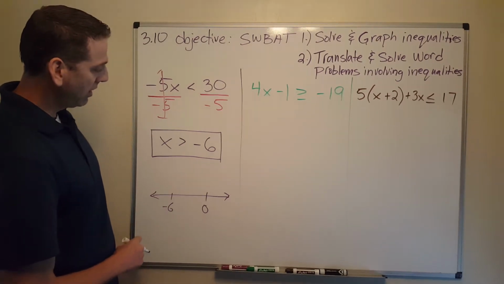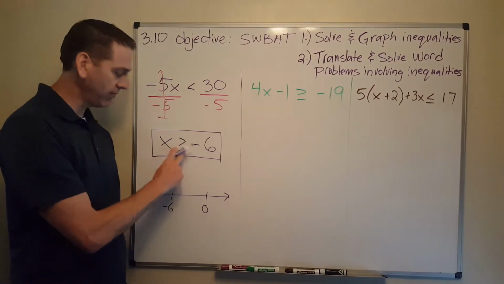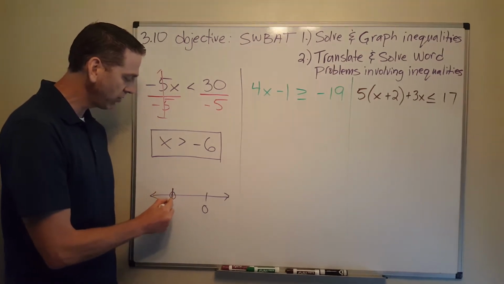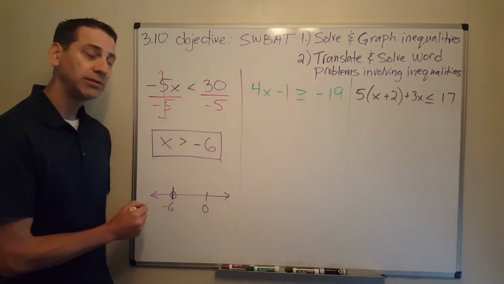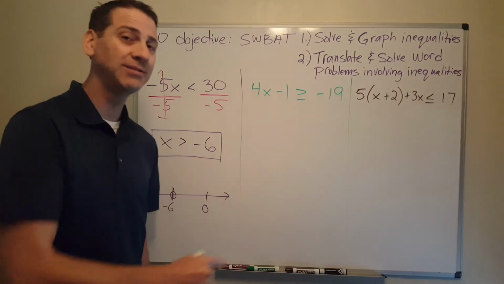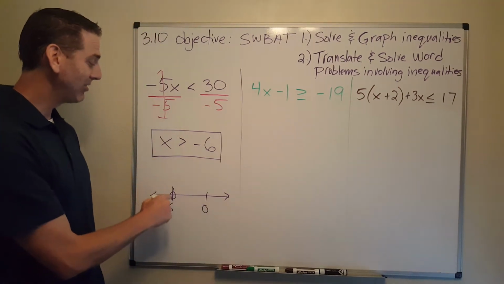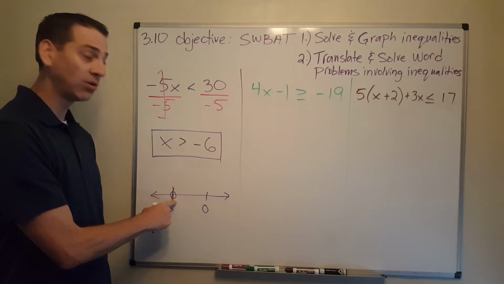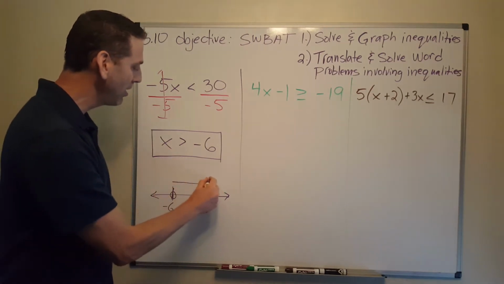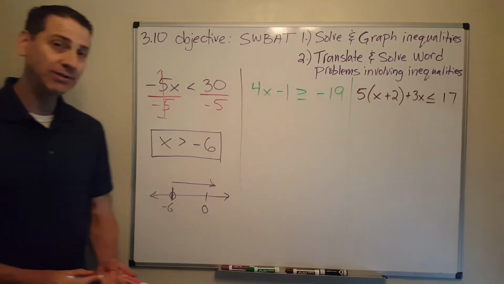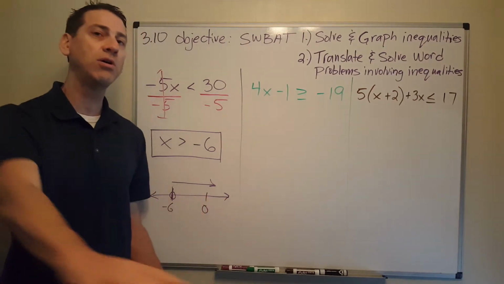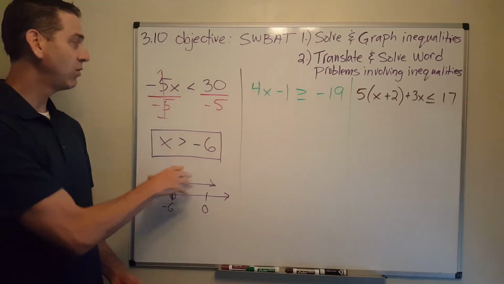Okay, so x is greater than negative 6. So that means I've got to add my circle here. So the question is, should it be open circle or closed circle? Well, negative 6 is not part of the solution set, right? So you got to keep that as an open circle. So x is greater than negative 6. That means everything greater than negative 6 is a solution. So negative 5, negative 4, 0, 1, 2, 3, 4, those are all solutions to this inequality.